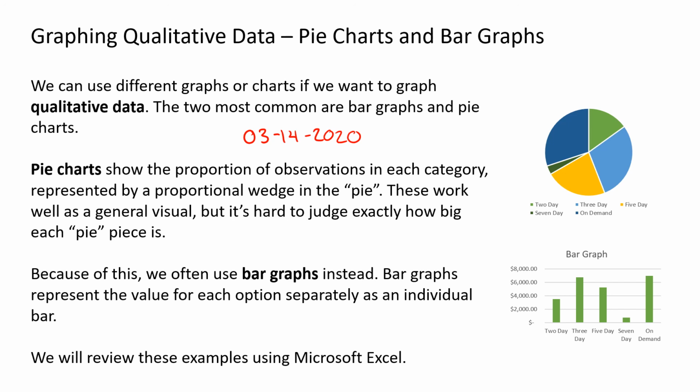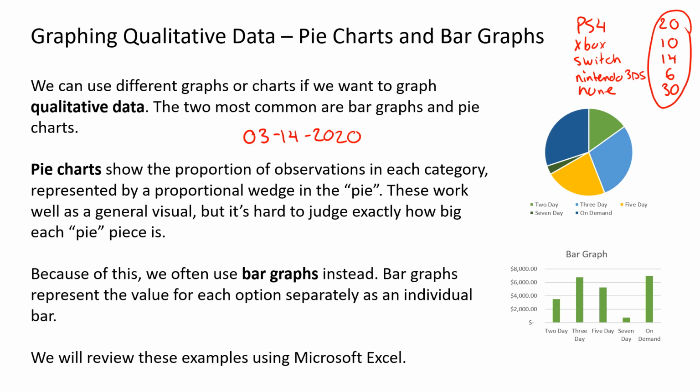Another version of qualitative data might be that you look at the percentage of something. How many people buy a PS4 versus an Xbox versus a Switch, okay? Versus even a Nintendo DS, or I guess 3DS it would be, when they were coming out. How many people buy each of them, or how many people have none, okay? So you could have quantitative values to each of these, 20, 10, 14, 6, and 30. Qualitatively, maybe you want to find the percentage that each of them falls into.